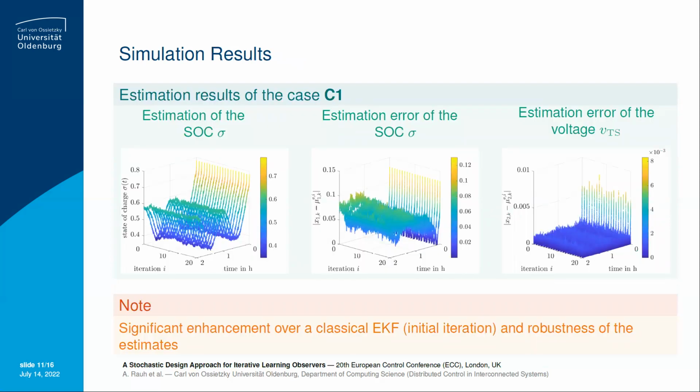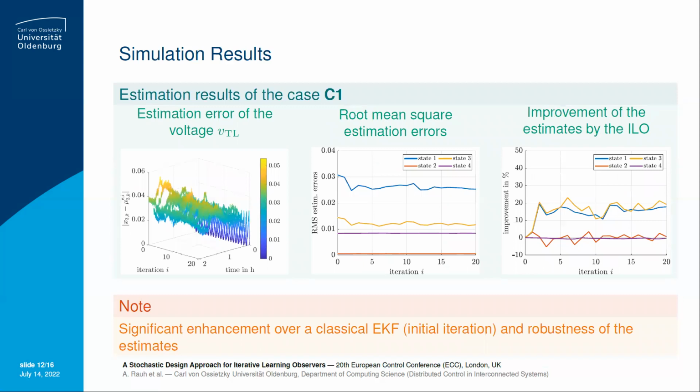Now let's have a look at the corresponding simulation results for the case C1. There you can see in the very first iteration the result of a classical extended Kalman filter solution, which is also the initialization of the iterative learning observer. On the left-hand side, you see the estimation of the state of charge, with the estimation error of the state of charge in the middle. Obviously, after the very first iteration, the iterative learning observer has already achieved a significant reduction of the estimation error for the state of charge, while for the voltage with a short time constant, we have practically vanishing estimation errors over the complete iteration and time horizon.